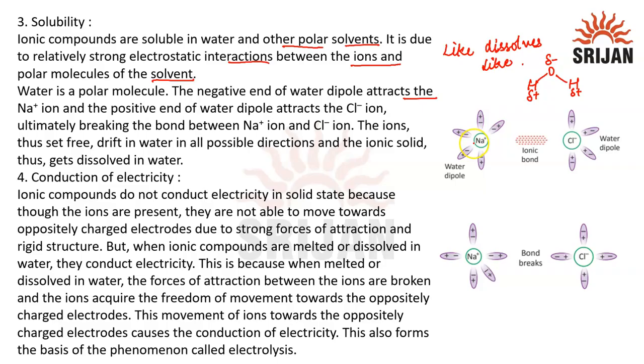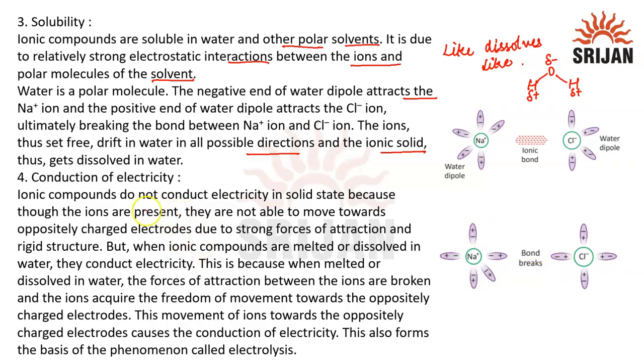It will attract the negative end. We can see here the negative end of the water dipole is attracted towards the sodium ion and the positive end of the water dipole is attracted towards the chloride ion, and this is the ionic bond between them. When these water molecules get attracted to sodium and chloride ions, they will ultimately break the bond between them. The ions thus set free drift in water in all possible directions and the ionic solid gets dissolved in water. Here we can see ultimately the bond breaks and thus the solid dissolves in water.